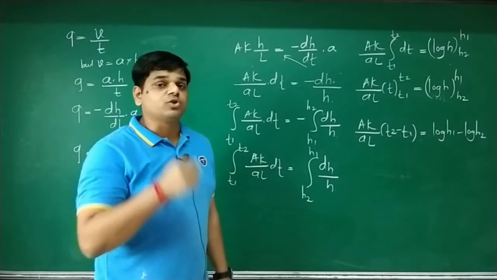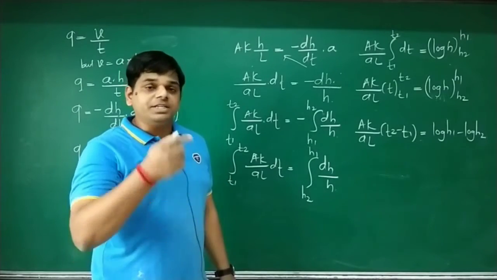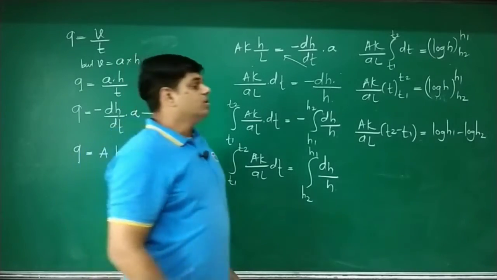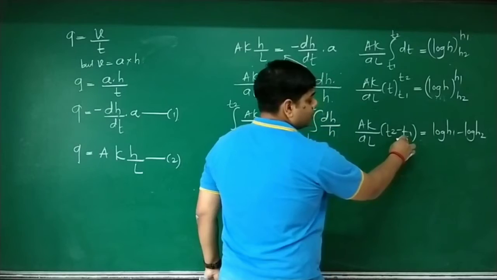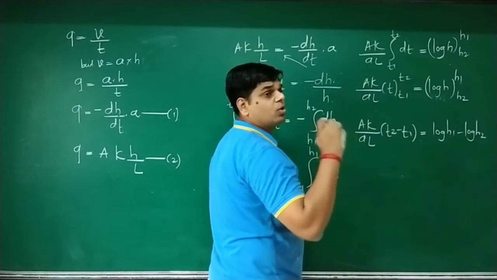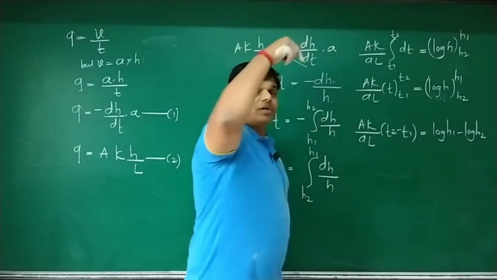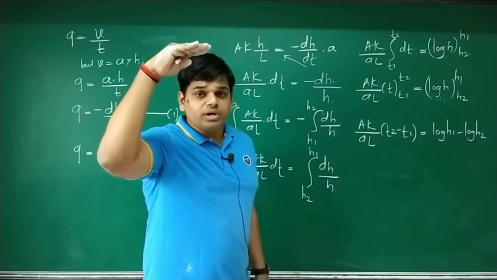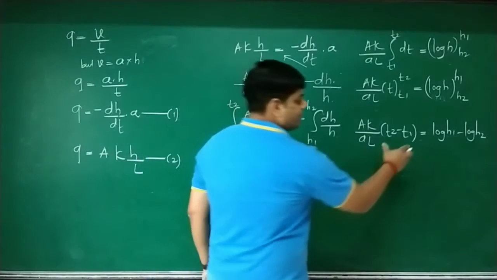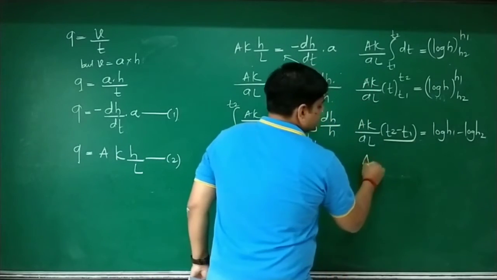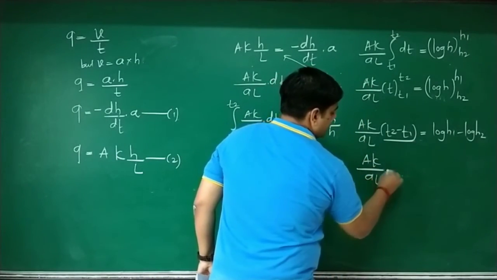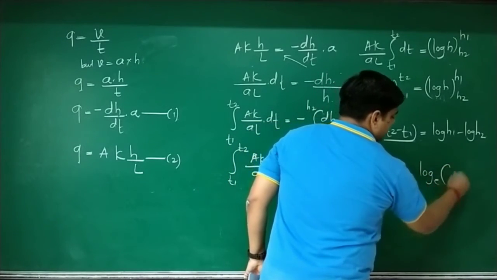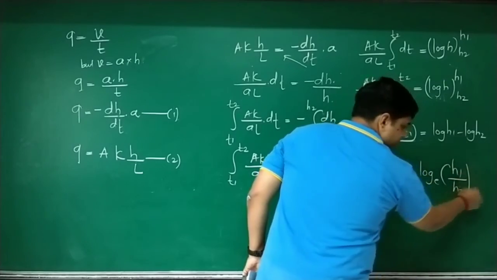Final time when we stop the stopwatch. What is T1? Initial time when we begin the stopwatch. So what is the beginning time? 0. So T2 minus 0, it remains T2. That is nothing but what? Total time taken by water to pass through a soil mass when head H1 comes to H2. So it remains only as what? T. So AK upon AL into T is equal to log to the base e of H1 upon H2.